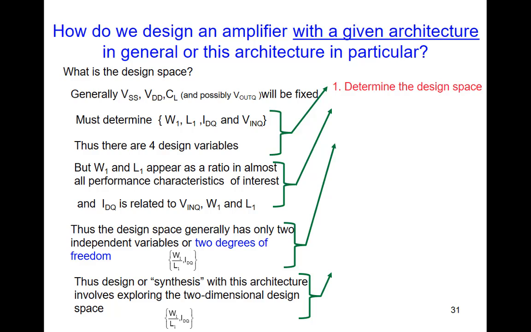So in this case, I'm assuming the supply voltages are fixed, the load is fixed, and the circuit structure fixes the relationship between IDQ and VQ and W and L. So that means there's only 2 degrees of freedom left. So our design space is really reduced to a two-dimensional design space, or 2 degrees of freedom.